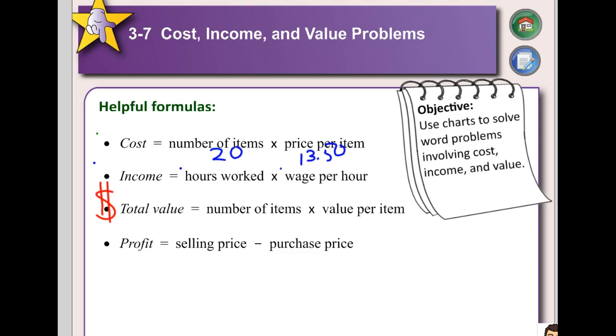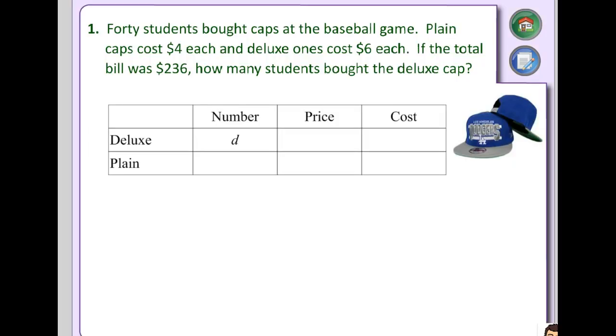Now, the one that's a little bit different and the one that is not on the top of your note sheet today is the idea of profit. Okay, so you'll need to make sure you write that down, and we'll do one of those problems as we go through here today. So let's go ahead and do some of the story problems on your note sheet. The first one is the very first problem on the bottom of the page. Okay, so we're on number 1.